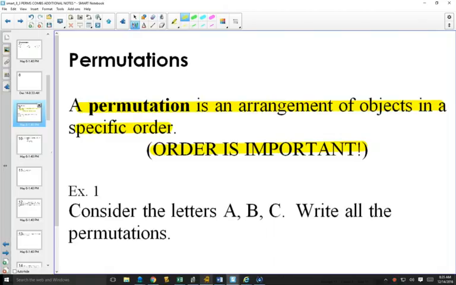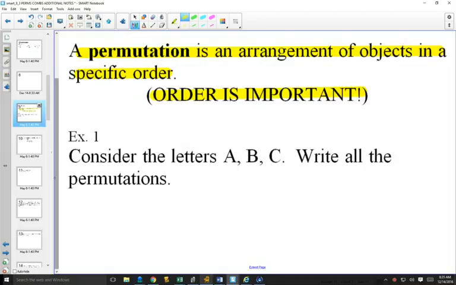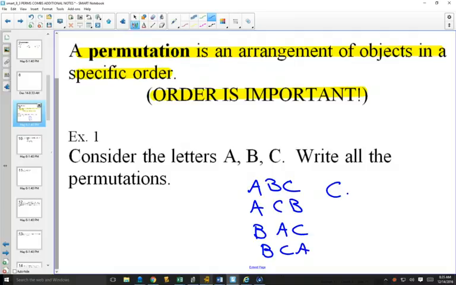So if we had the letters A, B, C and we wanted to write all the permutations, well, we could think of a systematic way, all the ones that start with A, then all the ones that start with B, then all the ones that start with C.